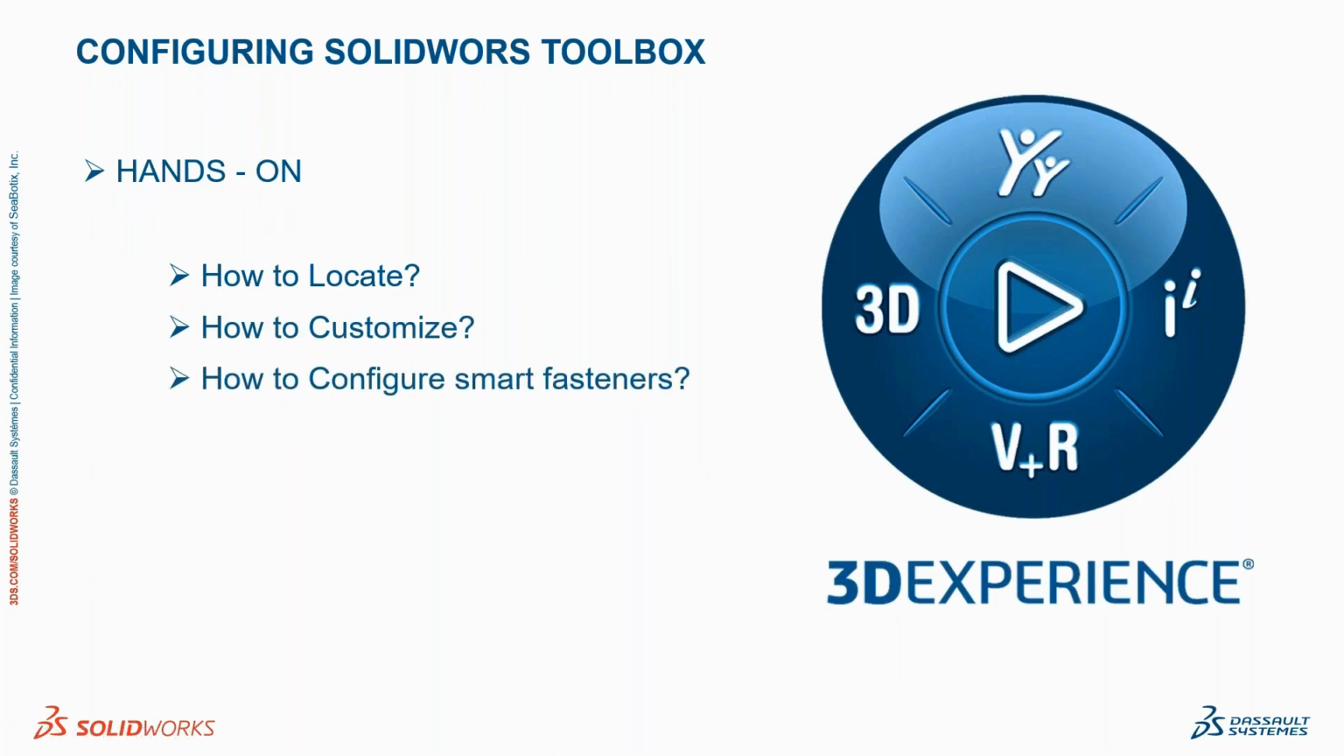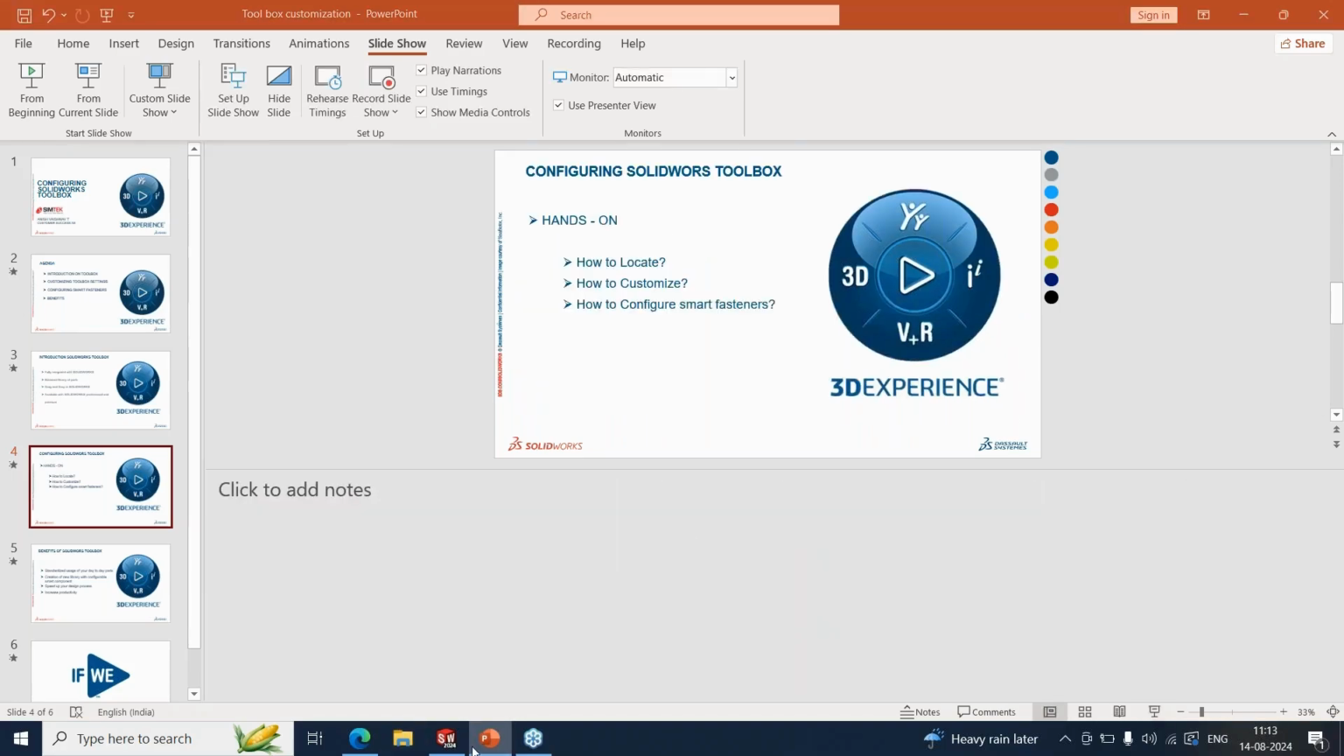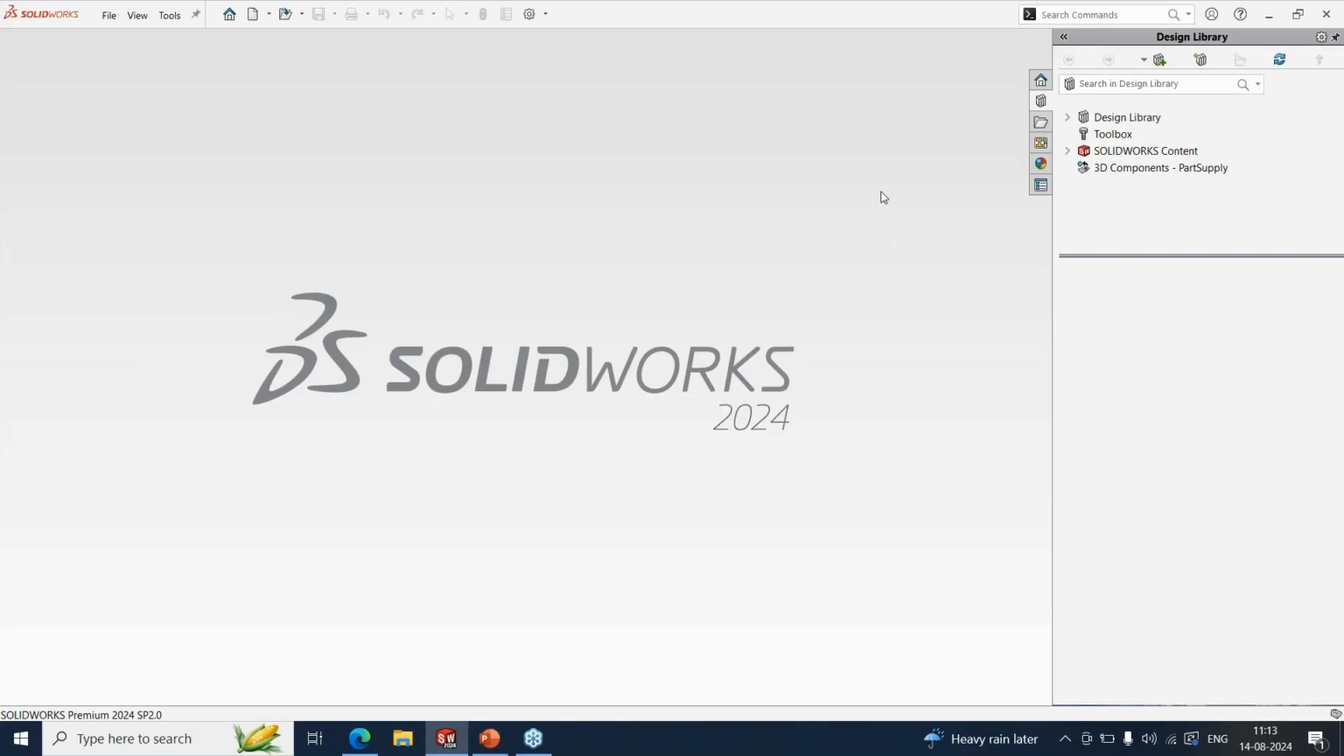So we have to go to our SolidWorks. This is our SolidWorks interface. I'm using SolidWorks 2024. We have to click on Toolbox, which is in the task pane.